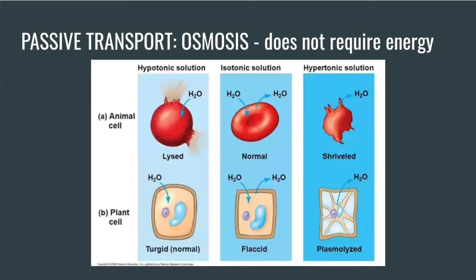Animal cells placed in a hypotonic solution will lyse or burst. However, it is normal for a plant cell to be in a hypotonic solution since it requires a large intake of water. An animal cell in the isotonic solution will be in its normal state. However, a plant cell would be flaccid. An animal cell in a hypertonic solution would be known as shriveled. In a plant cell, this is known as plasmolyzed.